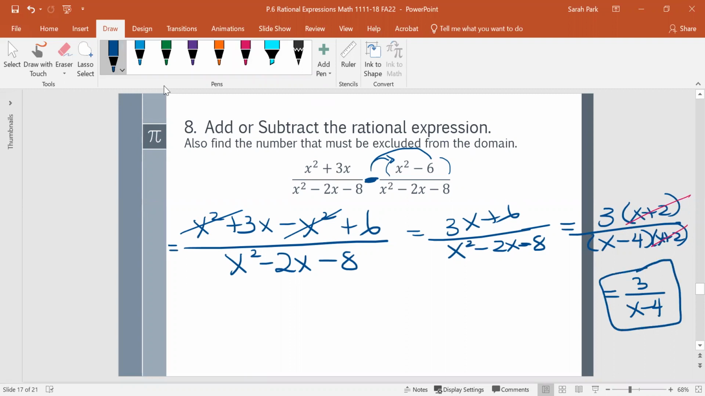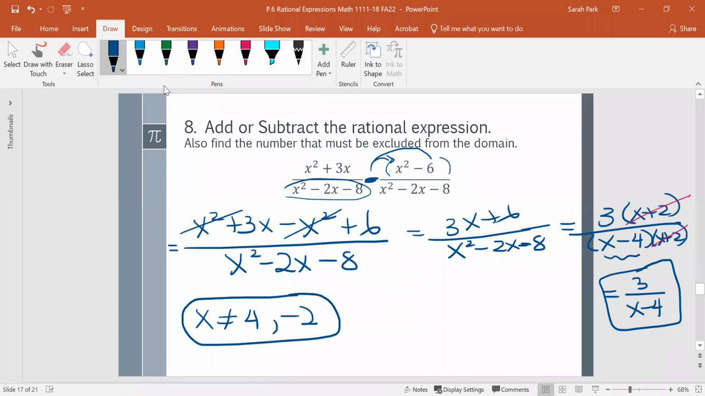And let's exclude anything in the domain. So the bottom part here is x squared minus 2x minus 8, and its factored form was x minus 4 and x plus 2. So the number to exclude from x minus 4 is 4, and the number to exclude from x plus 2 is negative 2. Again, what are the numbers to exclude? It's the numbers that will make the denominator equal 0. So 4 minus 4 is 0, and negative 2 plus 2 is 0, so we're excluding these numbers.